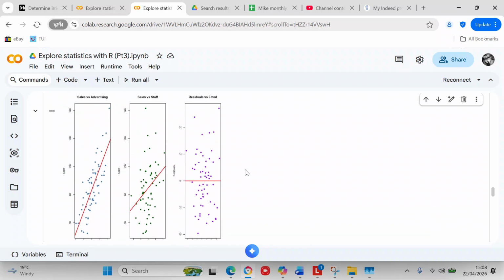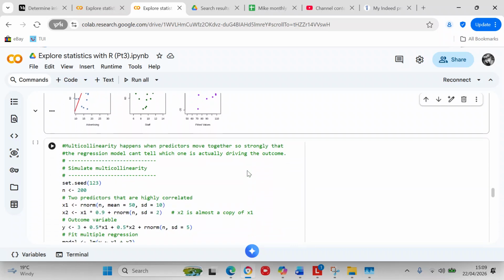So this is the plot that we have created. We have created 3 plots on 1 row. The first plot is sales versus advertising. The second plot is sales versus staff. And the third plot is residuals versus fitted. Sales versus advertising has a pretty high coefficient, and sales versus staff has a not so high coefficient, and your residual plot just shows you what your residuals are.